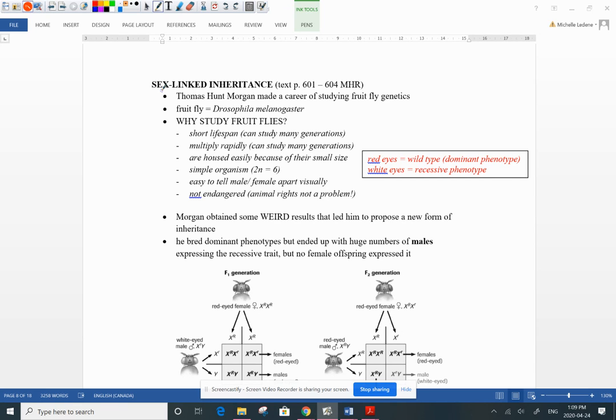They only have 3 chromosomes. They're 2N, their diploid number is 6. So what was he investigating? Well, the trait he was looking at was red and white eyes in fruit flies, Drosophila. The wild type, the dominant, is the red eyes, and the recessive was the little beady white eyes.